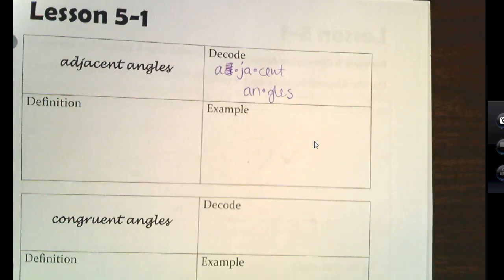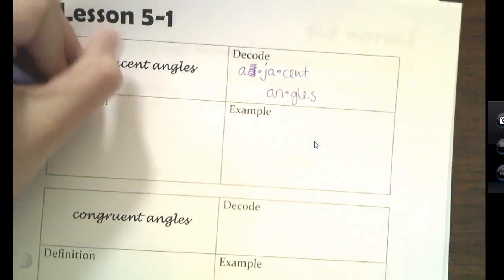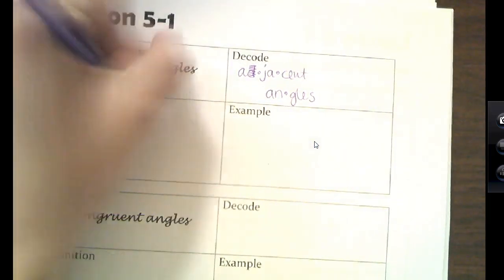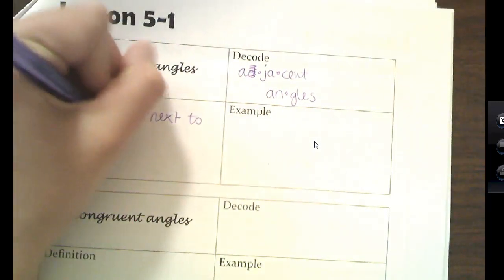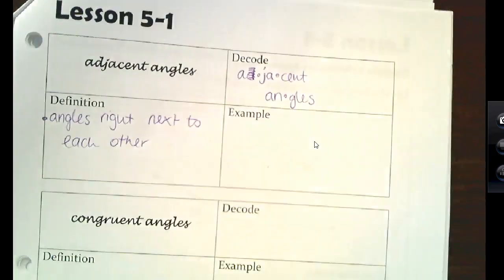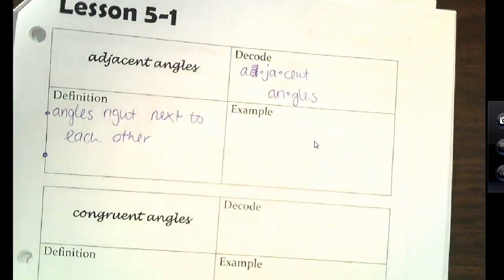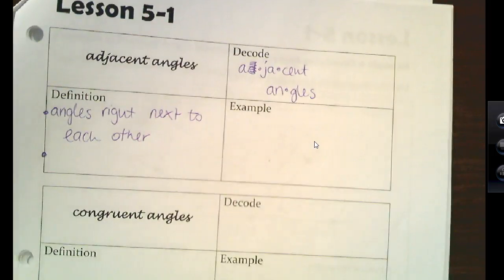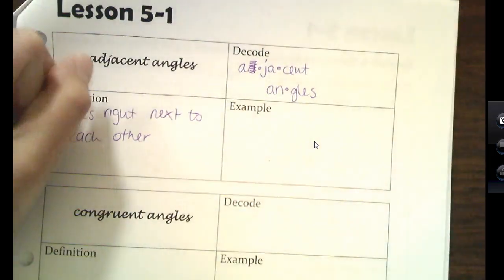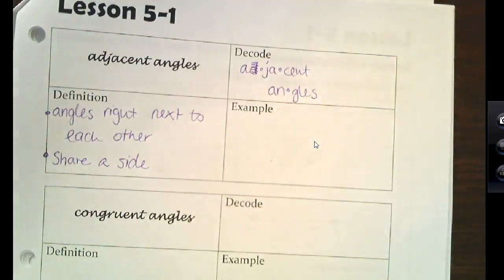All right. So adjacent angles are angles right next to each other. I'm going to put a bullet point there, and we're going to end up with 2 bullet points. So adjacent angles are angles that are right next to each other. And since adjacent angles are right next to each other, they share a common side. So I'm going to put share a side. Adjacent angles are right next to each other and they share a side.